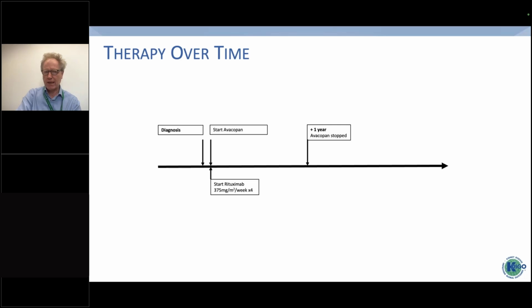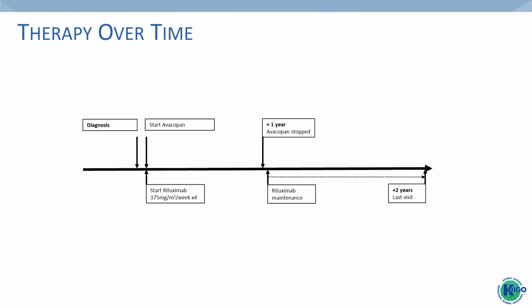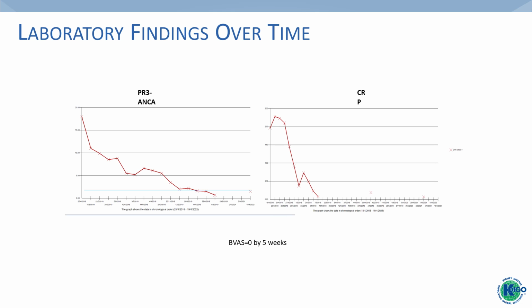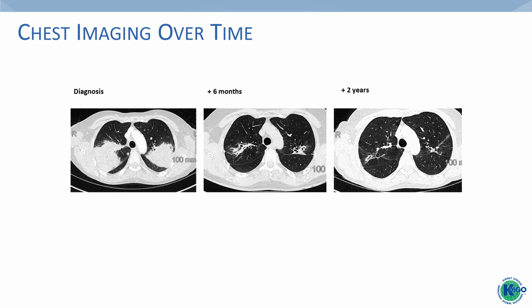After a year, avacopan was stopped, and the current guidance is that if you're going to give avacopan, you should start it as quickly as possible in order to benefit from the steroid sparing of avacopan, and you should continue the drug for a year. We then introduced rituximab maintenance, which she received for 2 years, and then that was stopped, and she has remained well. And here we see the falls in proteinase 3 ANCA on the left and the falls in CRP on the right. And I emphasize this was in the absence of any steroid medication. And her CT scans showed progressive resolution with some residual scarring or atelectasis over the 2-year follow-up period.